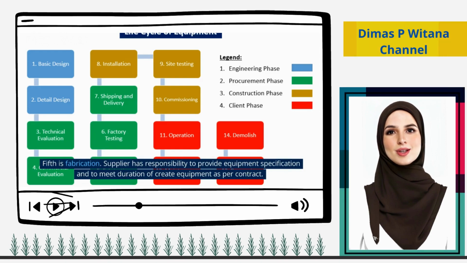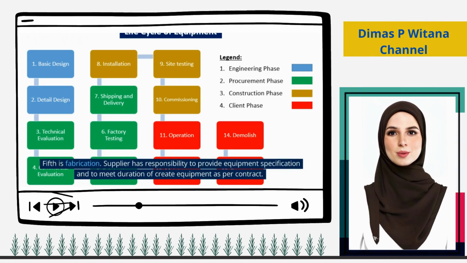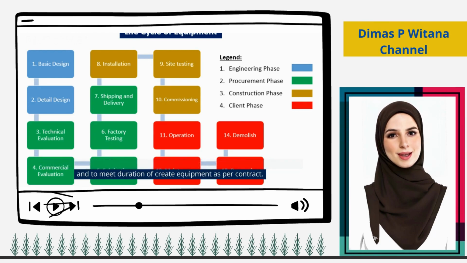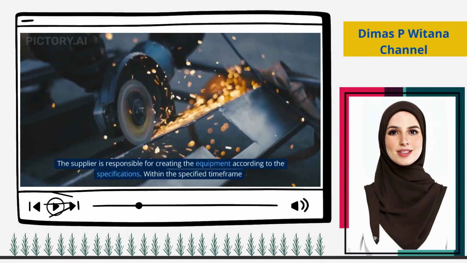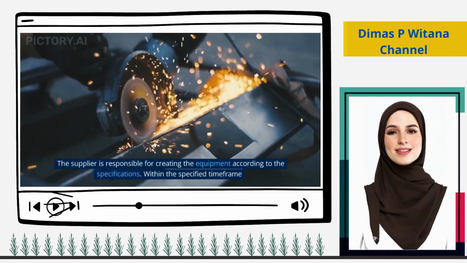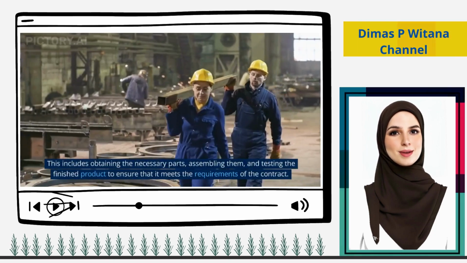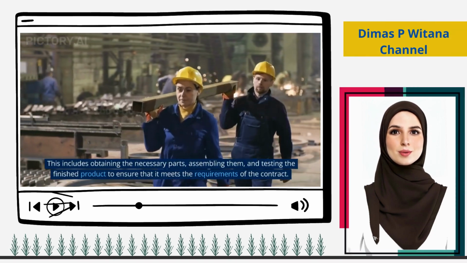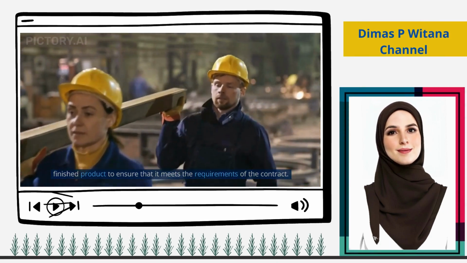Fifth is fabrication. The supplier has the responsibility to provide the equipment specification and to meet the duration of creating the equipment as per contract. The supplier is responsible for creating the equipment according to the specifications, within the specified time frame. This includes obtaining the necessary parts, assembling them, and testing the finished product to ensure that it meets the requirements of the contract.